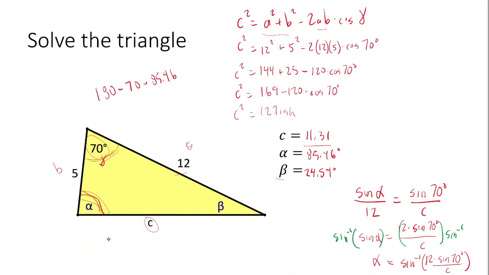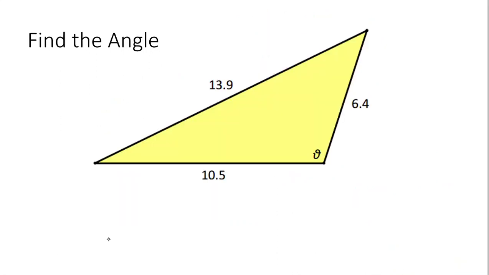And that's how you solve that problem, using the law of cosines first, and then go to the law of sines to find an angle, and then just use your property of the triangle to find the last one. And then one more problem here. So this is a situation where we have all the side lengths, but we do not have an angle. So we're going to need to use inverse trig with the law of cosines to find this one.